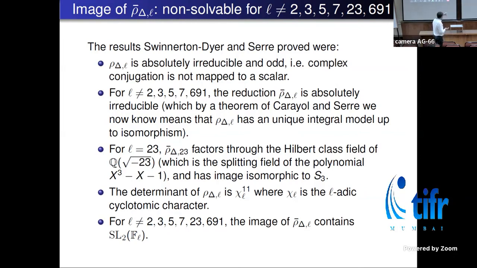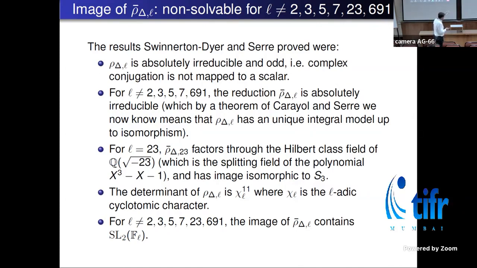For l equal to 23, it has some exceptional behavior, which I'm going to skip. And the determinant of rho_{Delta,l} is the 11th power of the l-adic cyclotomic character, which gives you the action of G_Q, the absolute Galois group of Q, on the l-power roots of unity. And for l not equal to these exceptional primes, the image is not only irreducible, but is large.